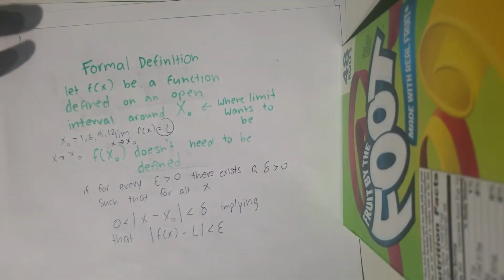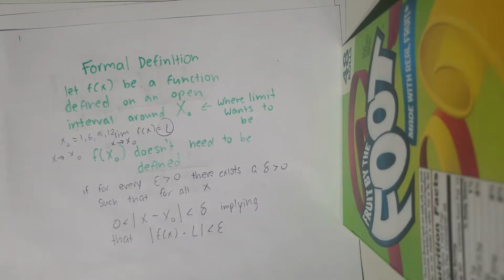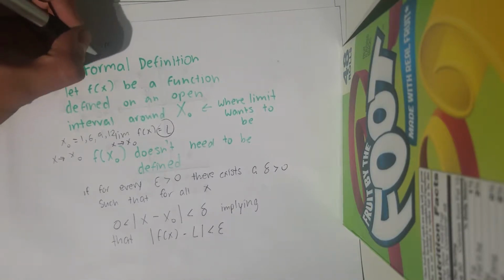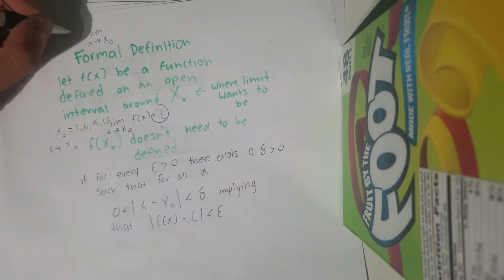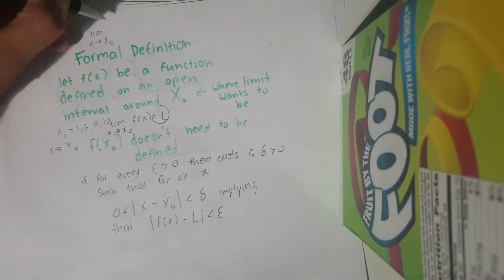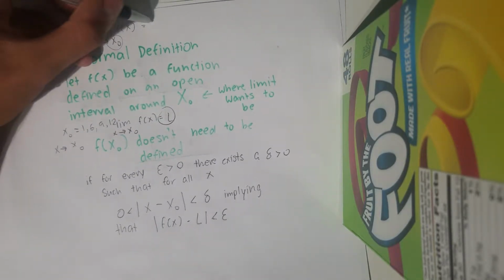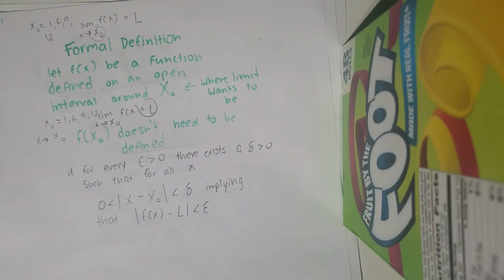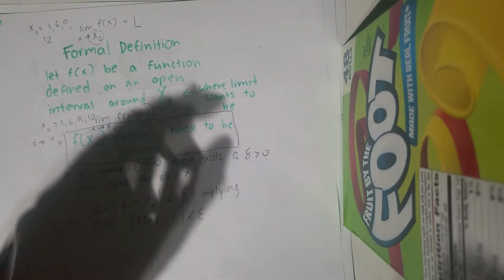Basically, you have a function defined on an open interval around x naught, where x naught can equal anything: 1, 2, 3, 4, 5. If you have a limit as x approaches this x naught value, which can be literally 1, 6, 9, 12, of f of x, the function at this point equals a value, L. However, you have to realize that the function does not need to be defined at that point.